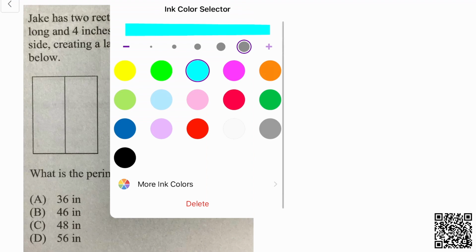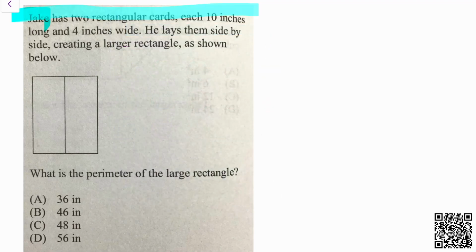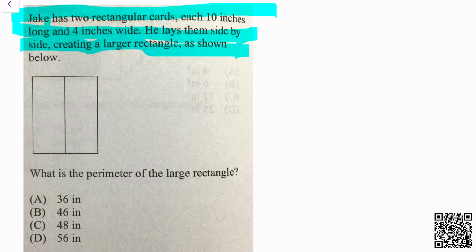Okay. Our next question. Jake has 2 rectangular cards, each 10 inches long and 4 inches wide. He lays them side by side, creating a larger rectangle as shown below. This is so much easier. You see, it says that it's 10 inches long and 4 inches wide, 4 times 2 because they put them side by side. This is the wideness. You can kind of guess because the wideness was actually less than the longness. So it's 8 because 4 times 2 equals 8.